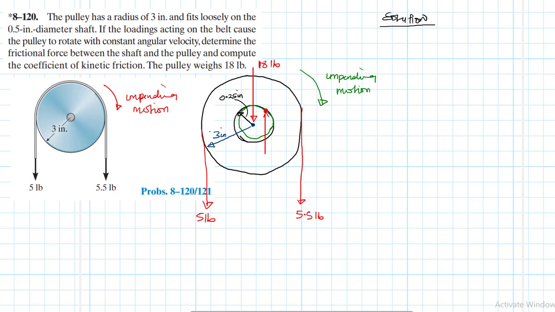Okay. Since impending motion is in the clockwise direction, you expect friction to be in that direction, like that. And then you have the normal force like that. Okay. Let me use another color, maybe blue. So friction will be in that direction, like that. And then you have the normal force in that direction, like that.